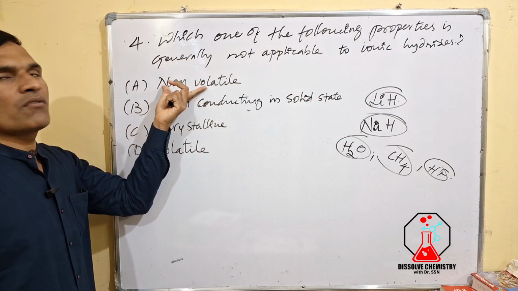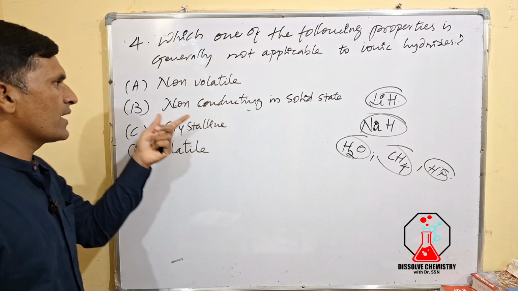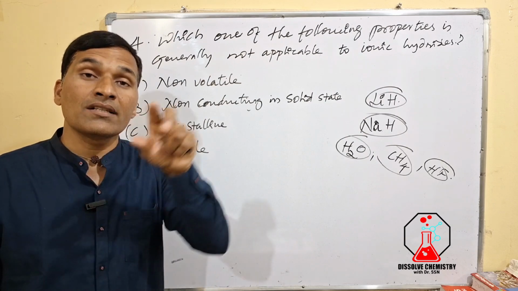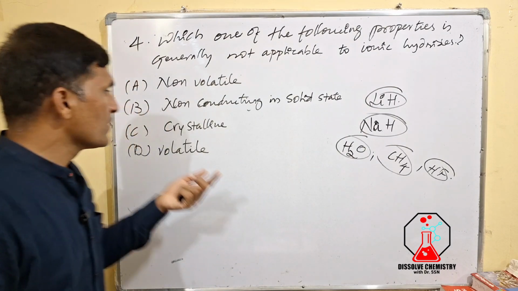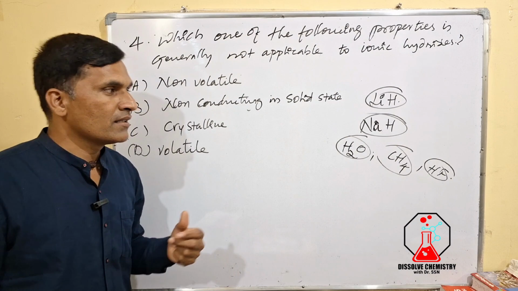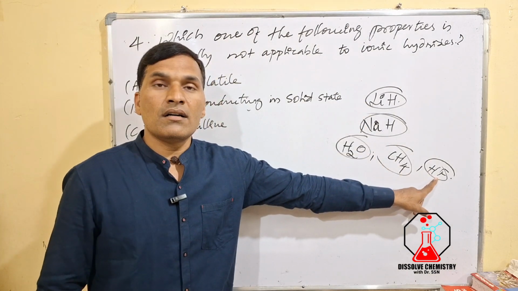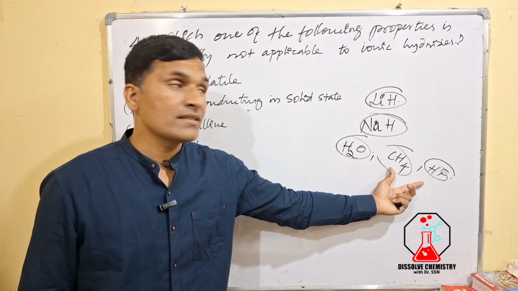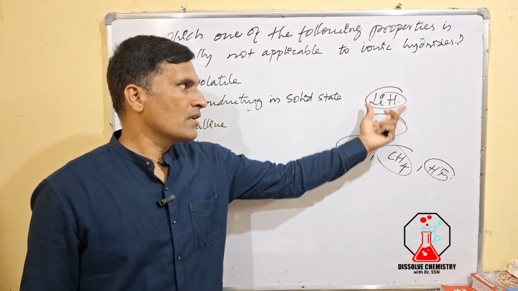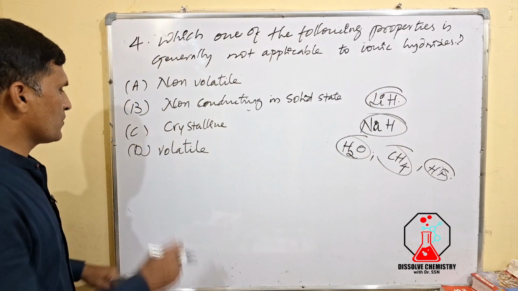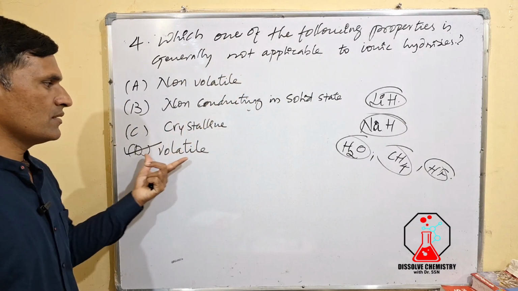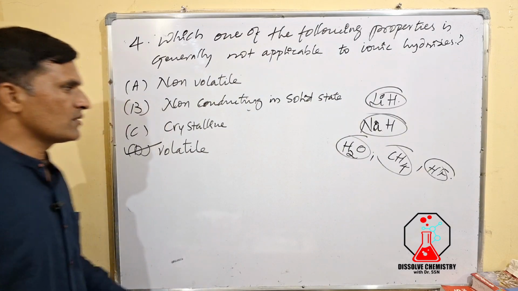Okay, so one is non-volatile. Of course, these are solids, these are non-volatile, and non-conducting in solid state. All ionic compounds generally they are non-conducting in solid state. Molten state they can conduct. Okay, and the third option is they are crystalline solids. Of course, they are crystalline solids. And the fourth option is volatile. You can see these covalent compounds are volatile, covalent hydrides, but ionic hydrides are not volatile. Okay, so these are non-volatile compounds. So therefore your option will be what? D, which is not applicable for ionic hydrides. They are not volatile compounds. Fine. So let us move on to the next question.